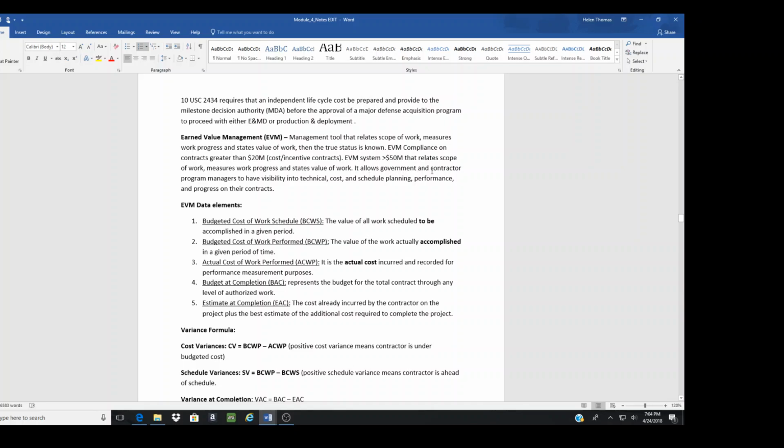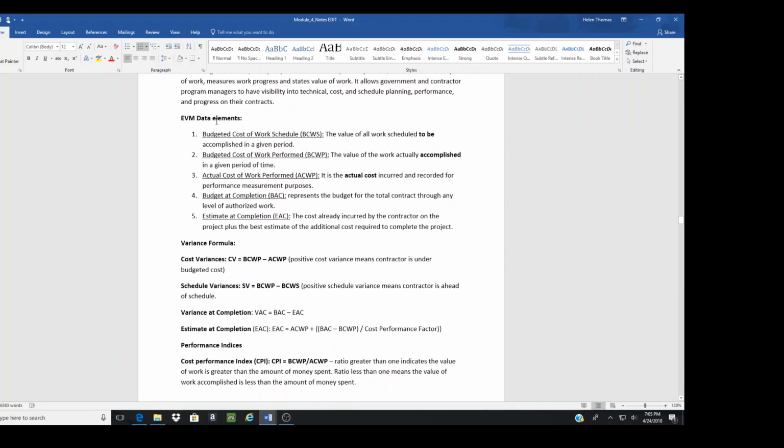It allows government and contractor program managers to have visibility into technical cost and schedule planning, performance, and progress. The progress, this is the key thing here, the progress on the contracts between. So at any given time, both the government and the contractor are aware of where they are in that process.